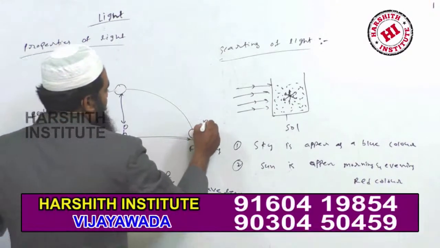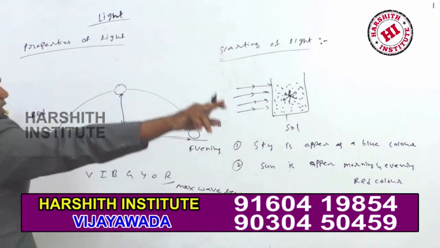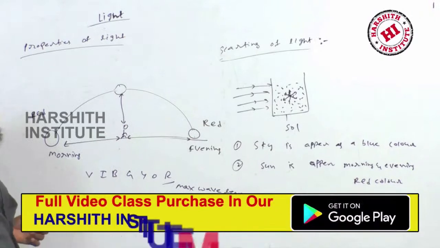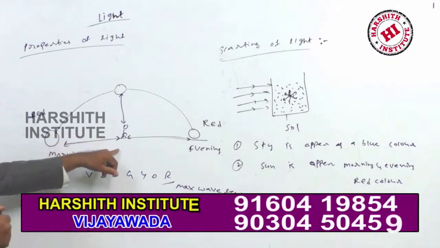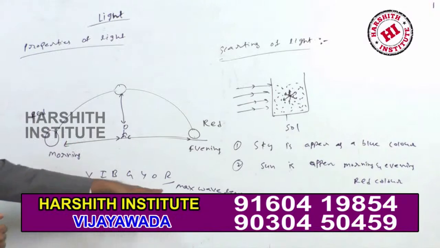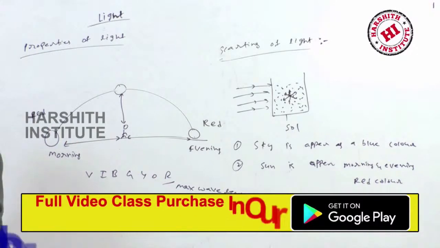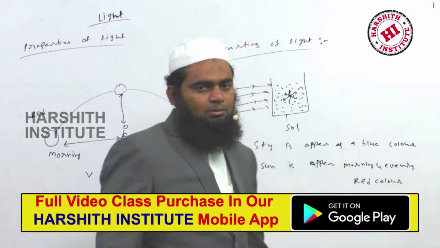In the evening we observe only the red color, because this color appears over a long distance. In the morning and evening, the sun-earth distance is long, so we observe only the red color. So in the morning and evening, only red color is observed.